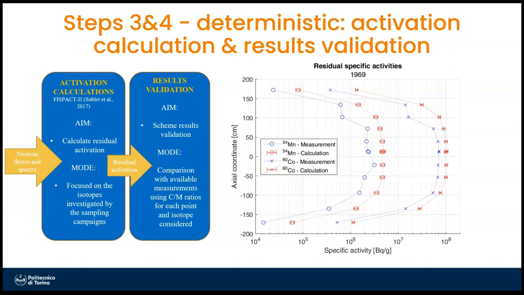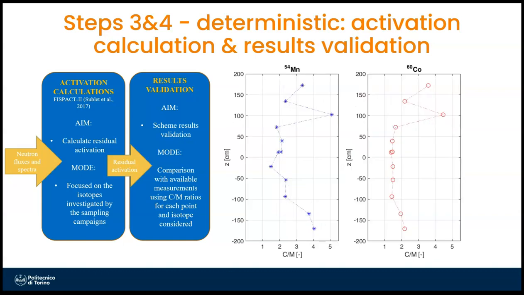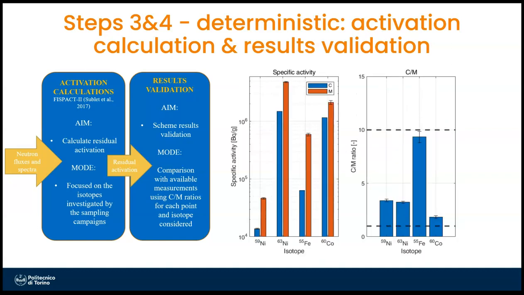The model provided good results. In fact, it was quite good at predicting the residual activation of the structures. These are just some examples of what has been done. In this case, the comparison was done using the C/M ratio, which is basically just the calculated values of specific activity divided by the measured ones. And the closer the value to 1, the better the model. In this case, we can see that for these two isotopes, the predictions are quite satisfying.